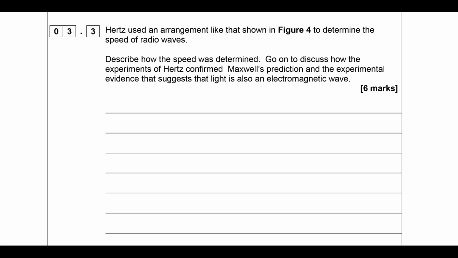Okay, so Hertz used an arrangement like that shown in figure 4 to determine the speed of radio waves. Describe how the speed was determined, and go on to discuss how the experiments of Hertz confirmed Maxwell's prediction and the experimental evidence that suggests the light is also an electromagnetic wave.